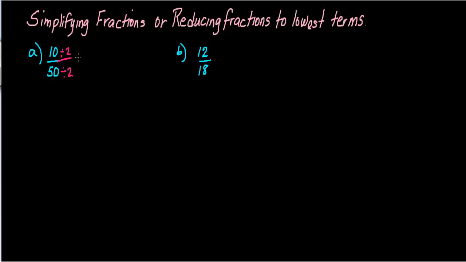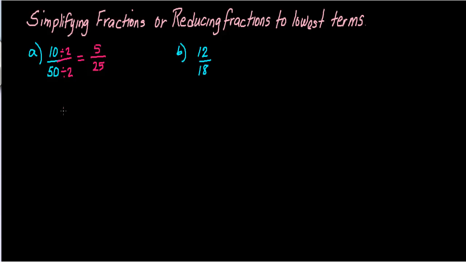And this is what I have left. 10 divided by 2 is 5, and 50 divided by 2 is 25. Now the problem with not making a list and not finding the greatest common factor is that you end up with a fraction that you can still reduce even further.